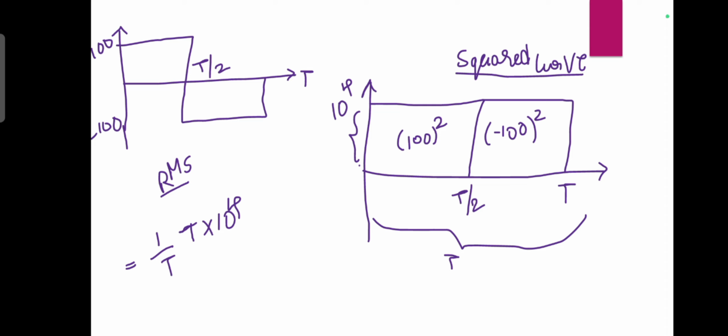Similarly, I will also correct here for the squared curve. Here the area of the squared curve is only length into breadth, that is T into 10 power 4, but 1 by T we should consider.